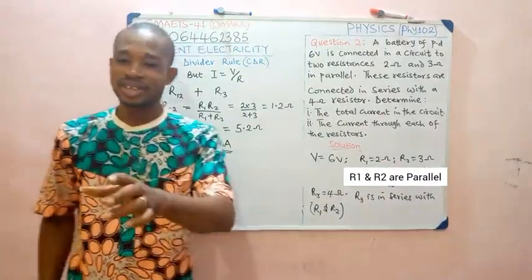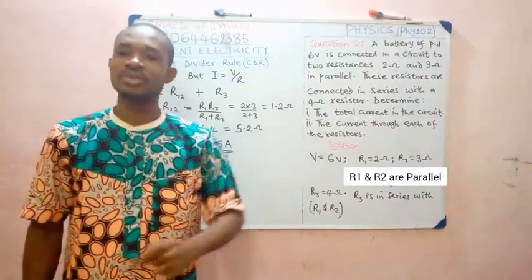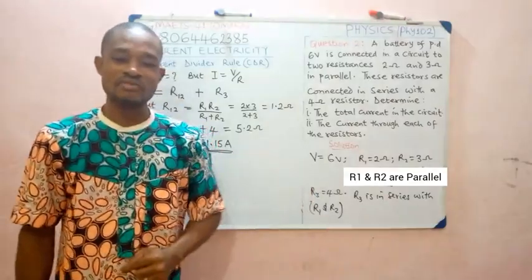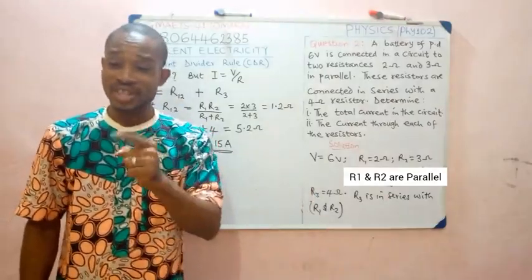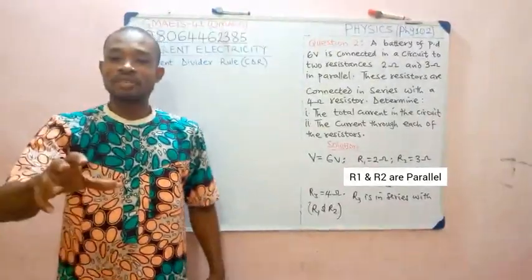We're going to take a short break. When we return from the short break, we are going to use the current divider rule to calculate the current in each of the resistors. Very fast to do with the current divider rule formula. Is that okay? Welcome back from the short break.